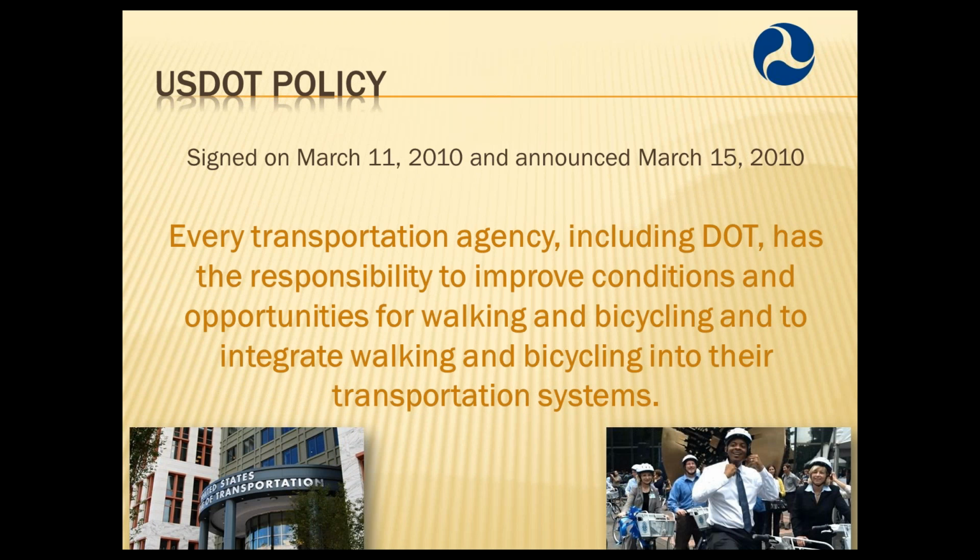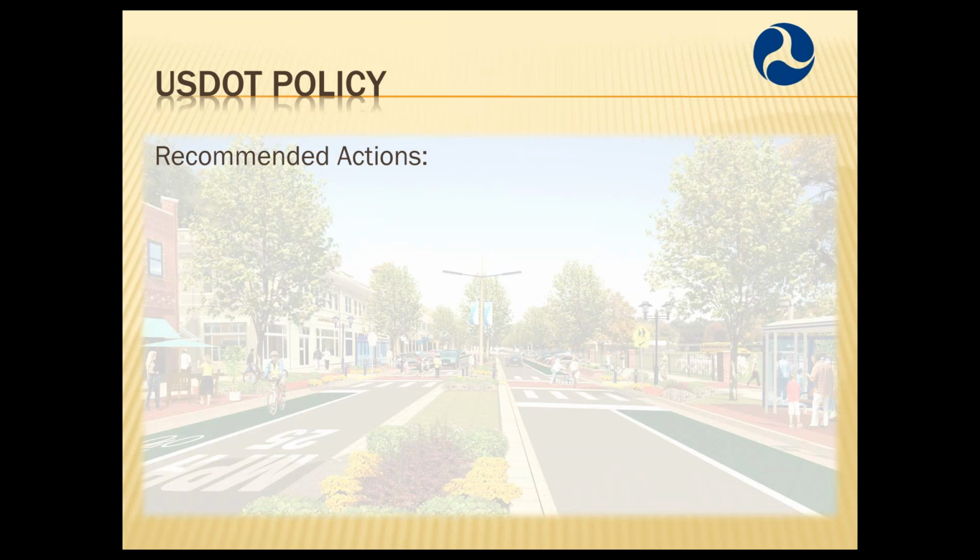Very often there's a perception that FHWA and the Department of Transportation aren't going to allow for biking on the national highway system, or it's not a priority for us. But in 2010, Secretary Ray LaHood, who was the Secretary of the Department of Transportation at the time, came out with a policy that said that every agency, including the Department of Transportation, has a responsibility to improve conditions for walking and biking and integrate that into our transportation systems. And with that policy, there were some recommended actions.